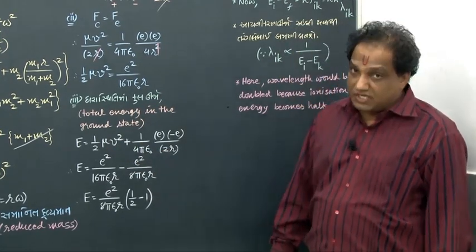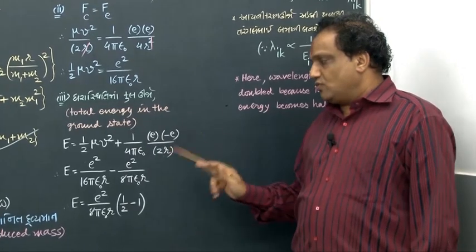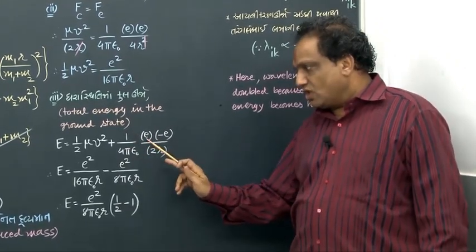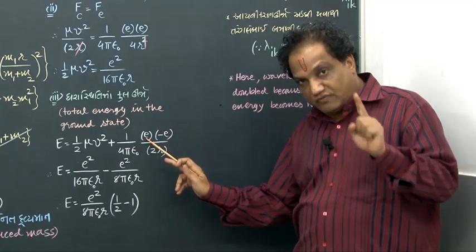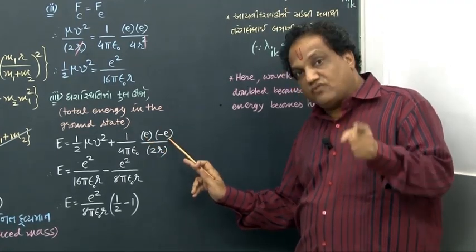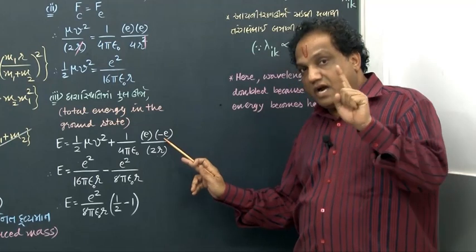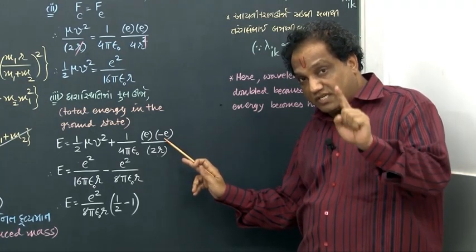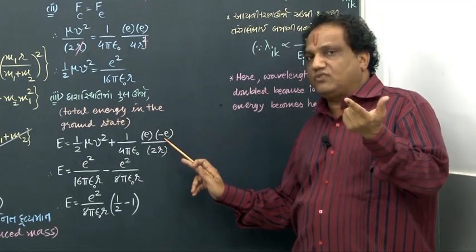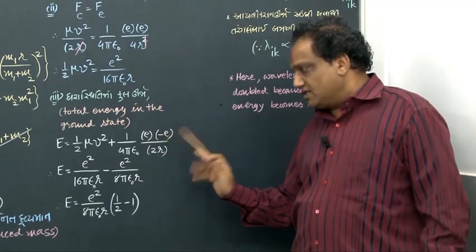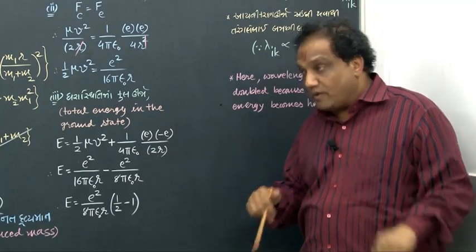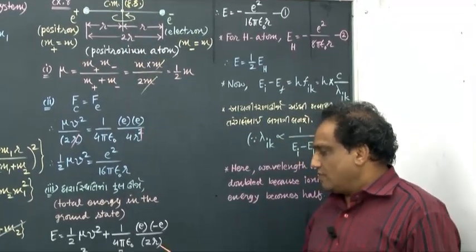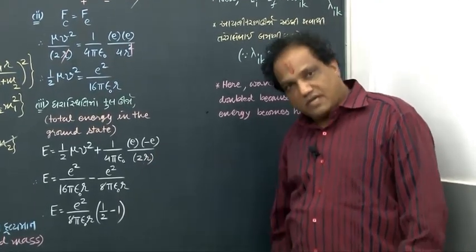Plus, what about potential energy? It is K Q1 Q2 upon R. Instead of K I have written here 1 upon 4 pi epsilon 0. Q1 is the charge of positron, which is plus E. Q2 is the charge of electron, which is minus E. I told you, in the formula for potential energy, you must retain the polarity of the charge as it is. So the charge of electron is negative, so I am writing here minus E, divided by the distance between two particles. Distance between these two particles is right now 2r. So I am writing here 2r, correct.